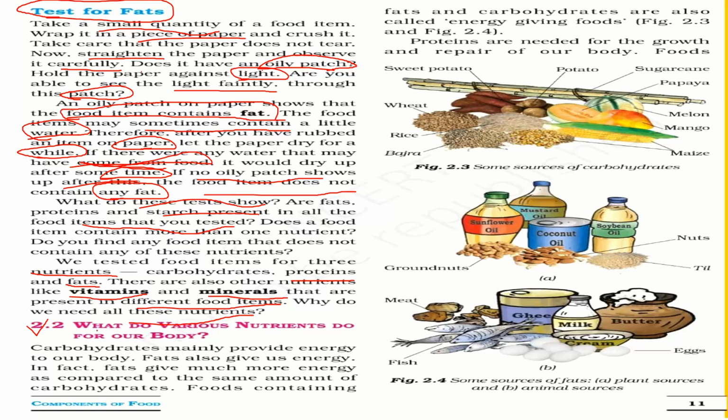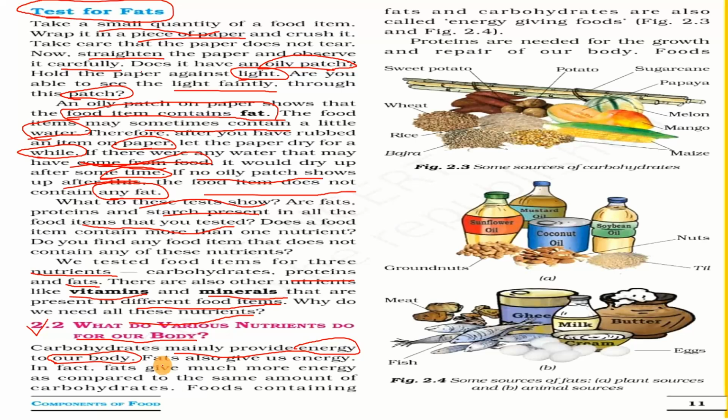2.2. What do various nutrients do for our body? Let's see. Carbohydrates mainly provide energy. You need energy, right? Energy for our body. You need energy to write, read, run or play with your friends. You need more energy to win your championship and all, so for getting energy you need carbohydrates.